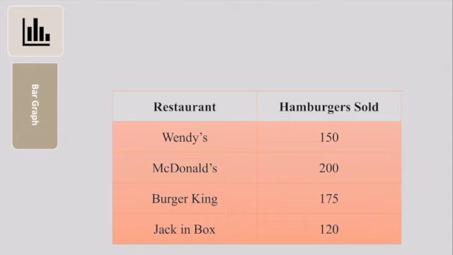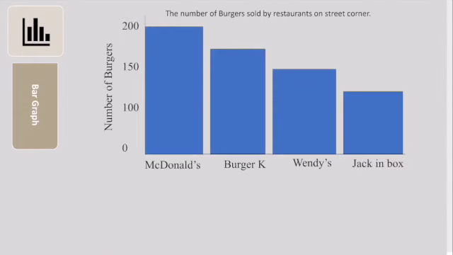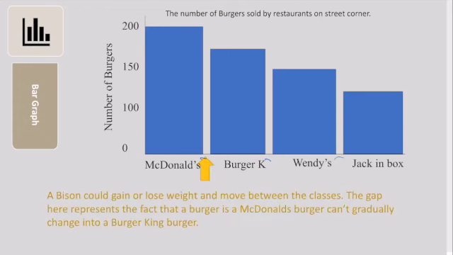So here we have our qualitative variable, which is Wendy's, McDonald's, Burger King, or Jack in the Box, and we have our quantitative variable, which is the number of hamburgers sold. So I would arrange these in order from largest to smallest on our bar graph, seeing how there's a space, right, to represent that these do not flow continuously. A bison could gain or lose weight and move between the classes, but the gap here represents the fact that a burger at McDonald's can't gradually change into a Burger King burger. That'd be really silly.